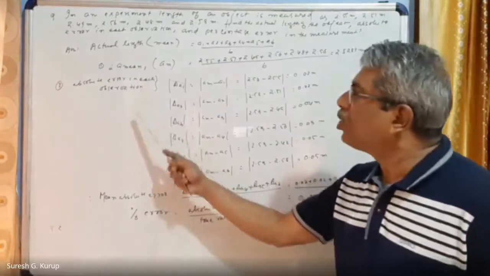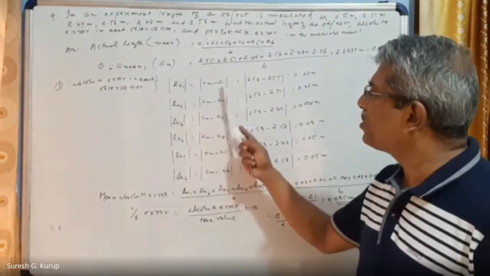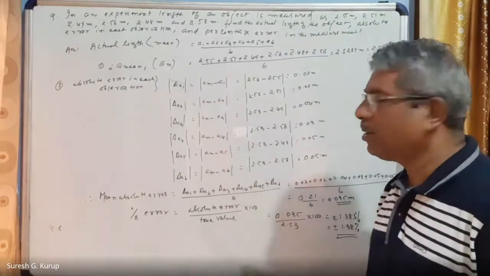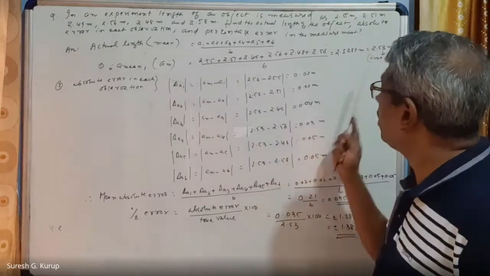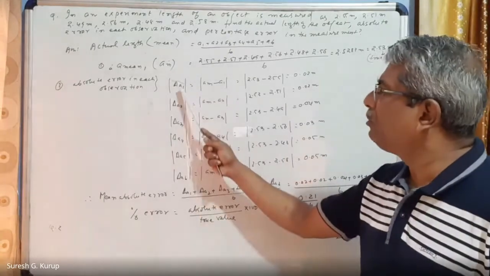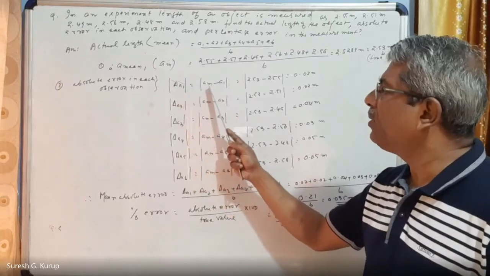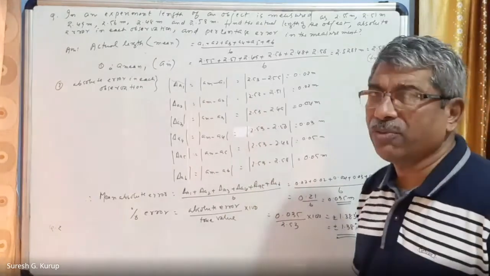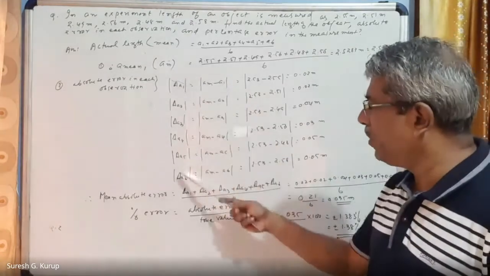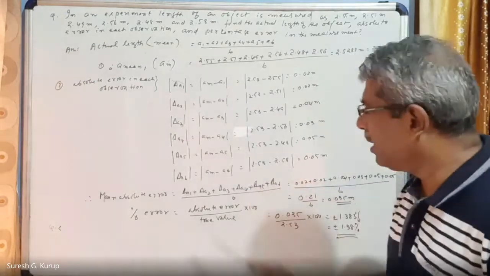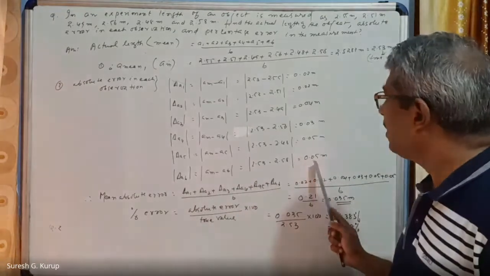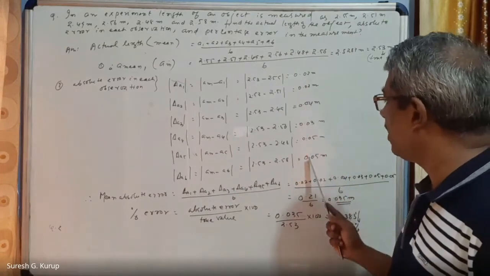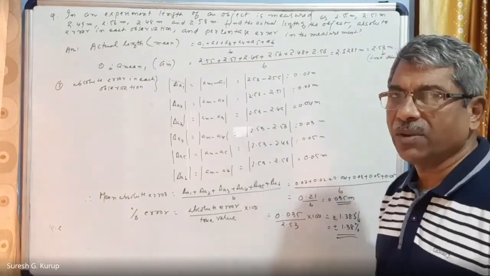Now, the absolute error in each observation. The first observation is A1, the second is A2, A3, A4, A5, etc. The mean value you already got, that is the true value. So the absolute error in the first observation, delta A1, is equal to A mean minus A1. A mean is 2.53 minus 2.55 is equal to this value. Like that, for every observation you will find the absolute error. So this is delta A1, delta A2, delta A3, delta A4, delta A5, delta A6. All the values you have calculated in this manner.